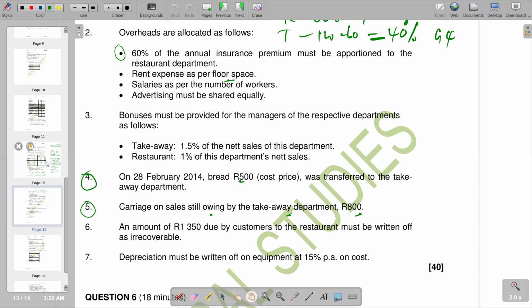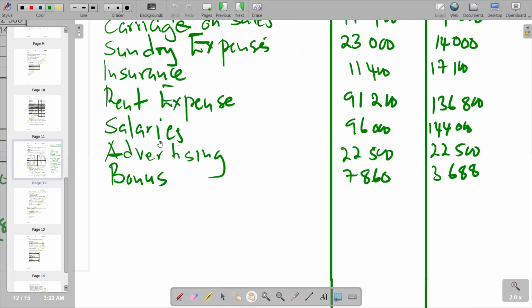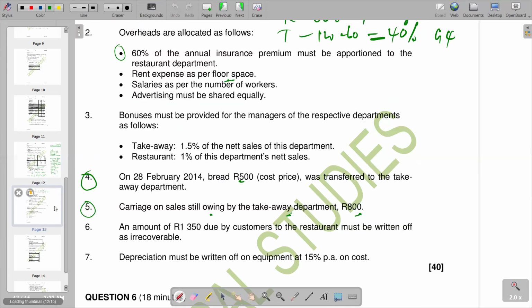So we come there and we are saying bad debts, and the figure that we have is 1,350 for restaurant. Takeaway, there's nothing. We check again in other expenses listed there. On the last part, we have depreciation must be written off on equipment at 15% per annum of cost. If it says on cost, we know that it's the straight line method.